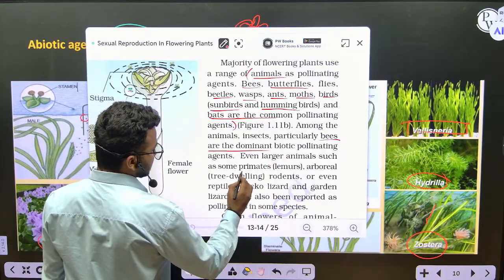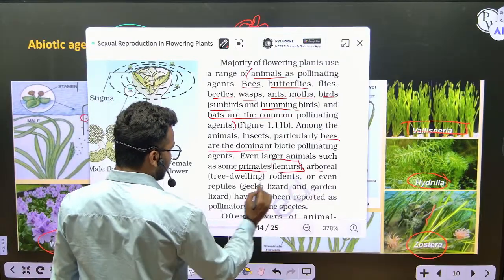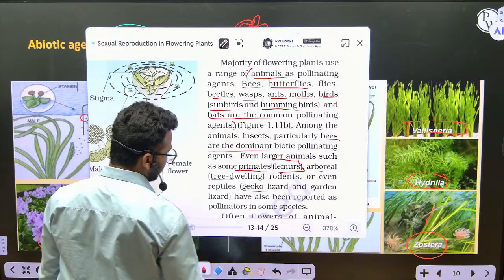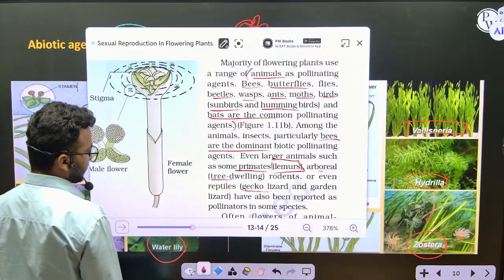Even larger animals such as primates, example lemur, are given. Just now I showed the image. Arboreal rodents, tree dwelling, like squirrels and all, and reptiles like gecko lizard and garden lizards are used as pollinators in some species.